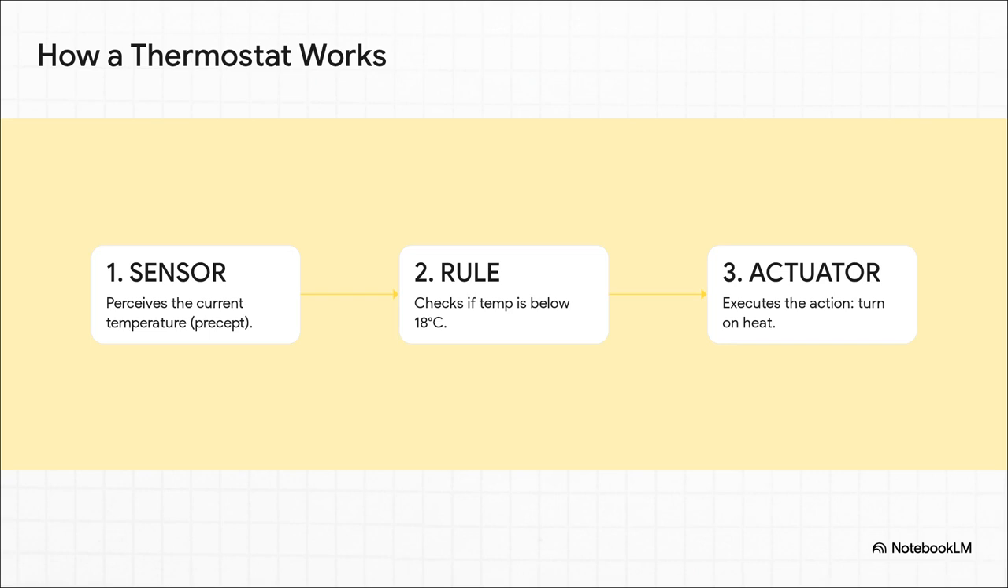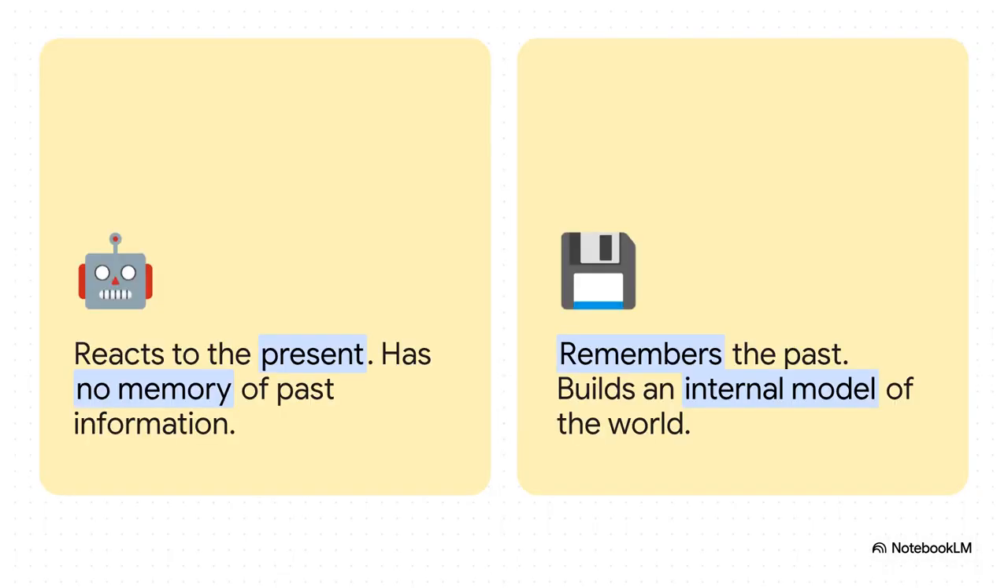Its sensor feels the temperature right now. The rule is dead simple. If the room is below, say, 18 degrees, then the actuator kicks on the heat. It has no idea it was cold 5 minutes ago. It only knows what's happening this very second. And that right there, that lack of memory, is its biggest weakness. It can make the same mistake again and again.